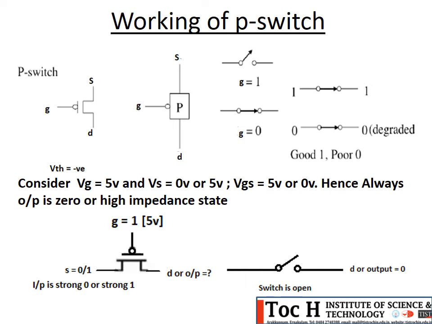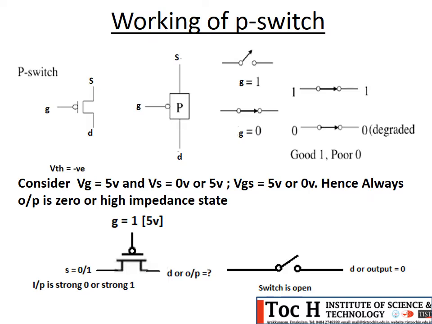When Vg equal to 1 or logic 1 means Vg equal to 5 volt, and S is equal to 0 means Vs is equal to 0 or 5 volt. We can give anything, because for Vg equal to 5 volt, Vgs becomes 5 minus 0, that is 5, or 5 minus 5, 0 volt. Hence always we need a negative threshold voltage. So here the output will always remain in 0 or in high impedance state. So switch is open always when Vg equal to 1 or at 5 volt.